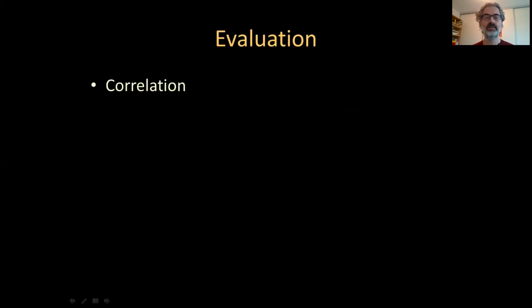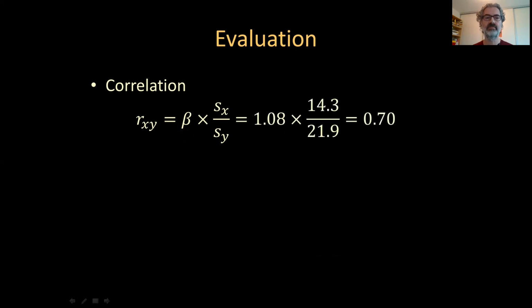The first way to consider the relationship between these two variables in the context of regression is the correlation. And we can derive the correlation from the slope by multiplying with the ratio of standard deviations. And in this case, the correlation is equal to 0.7. That is a high correlation between vocabulary and age.